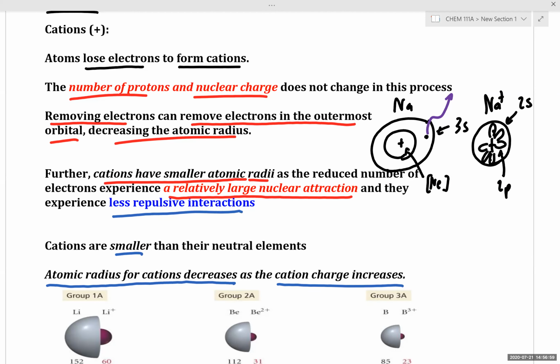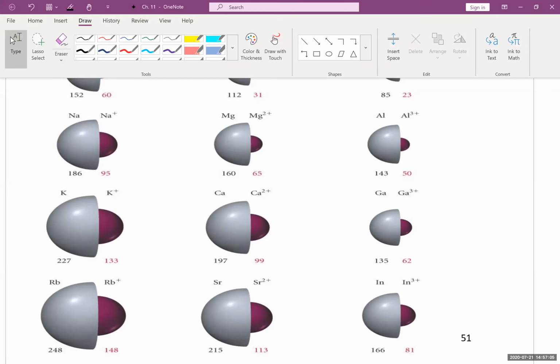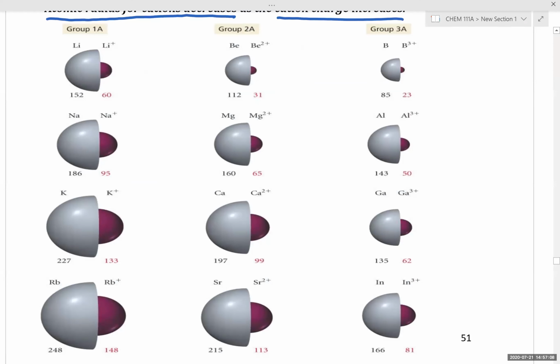So for example, looking at these few examples, as we go from lithium to lithium plus, we see the atomic radius drop substantially. Why? For lithium, we have a configuration of helium 2s1. For lithium plus, our configuration is just 1s2. So we went from an n equals 2 atom to an n equals 1 ion. We have a smaller outermost orbital, so our atomic radius shrinks accordingly.